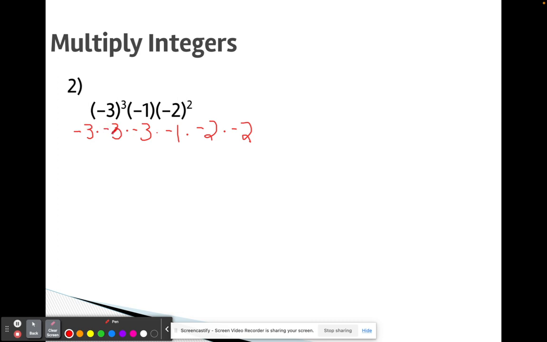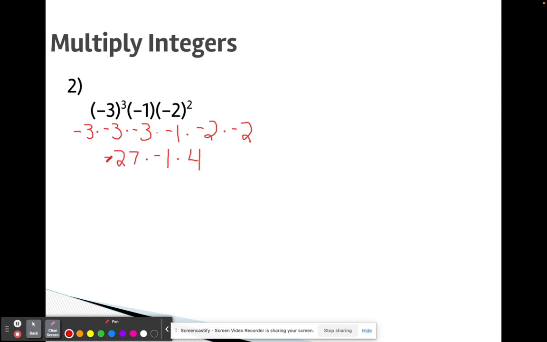Negative 3 times negative 3 is positive 9. Positive 9 times negative 3 is a negative 27. I'm going to multiply that by my negative 1. Let's do that other exponent too. Negative 2 times negative 2 is a positive 4. So I took care of both my exponents.